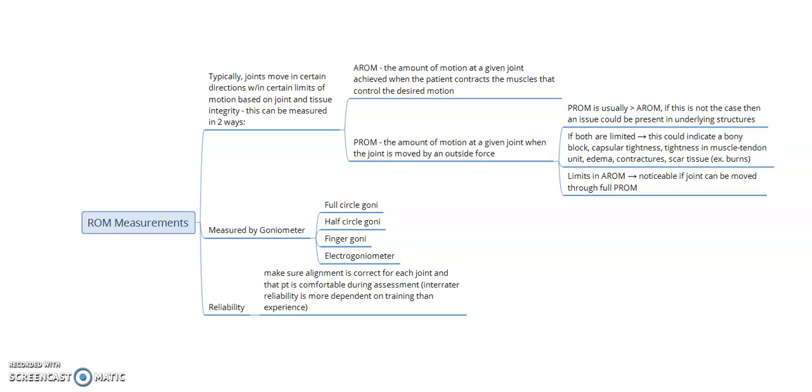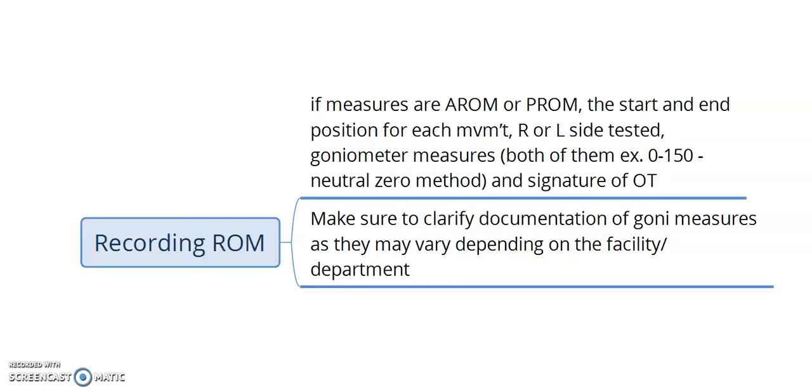To increase reliability in measuring range of motion, you need to make sure the alignment is correct for each joint and then that each patient is comfortable during the assessment. When recording range of motion, you need to make sure that you write down the starting position and ending position as well as the degrees, and you need to make sure that you sign the bottom of the chart.